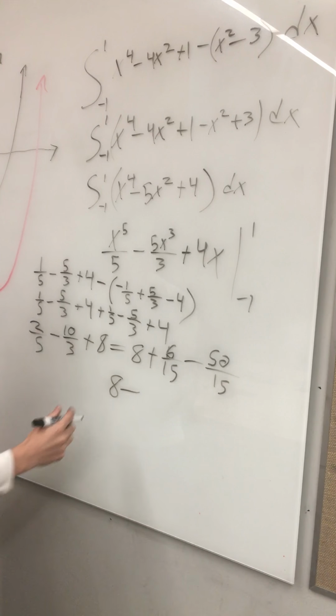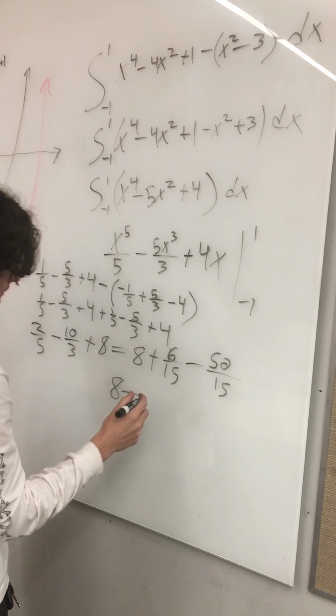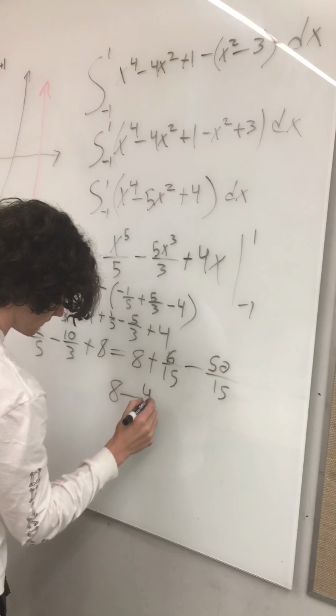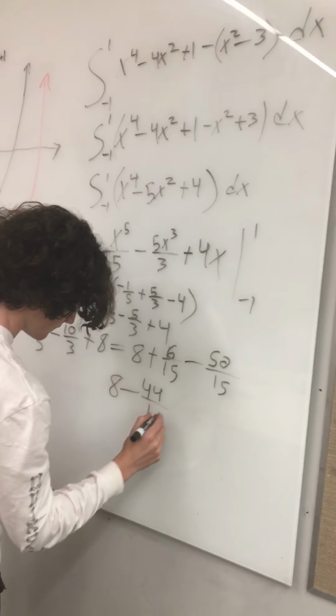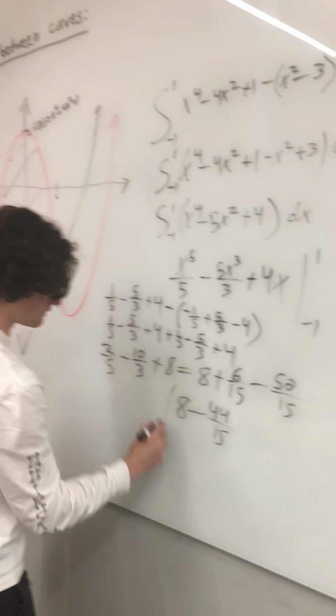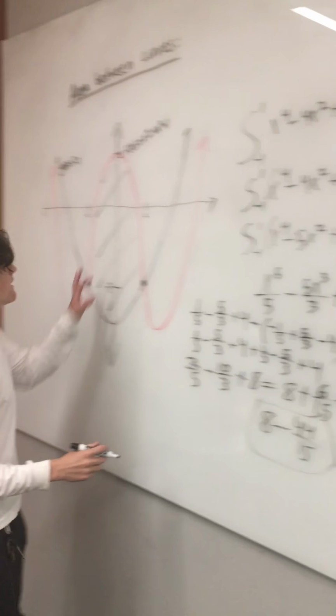So 8 minus 44/15. And then this is the area of this.